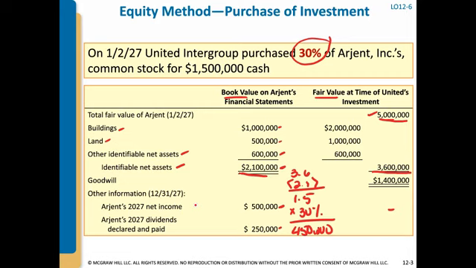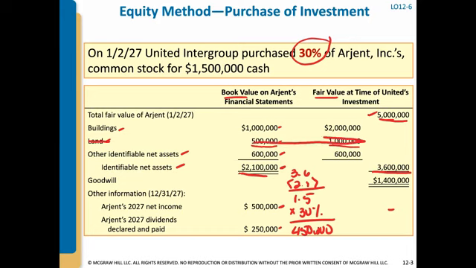And we're going to go through that. So let's look at land first. The book value of the land that we acquired was $500,000. The fair value is $1 million. But land is never depreciated, so we don't need to do anything with land.